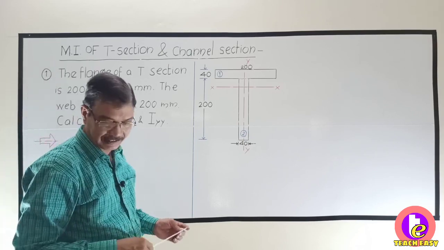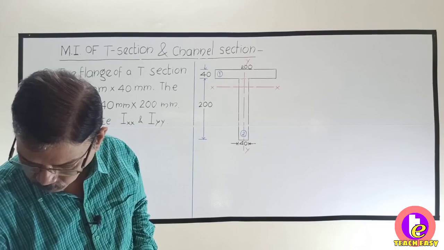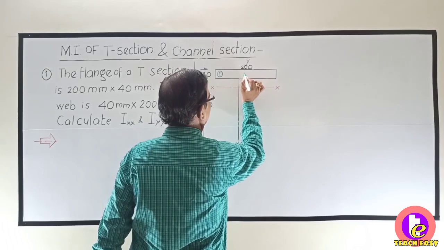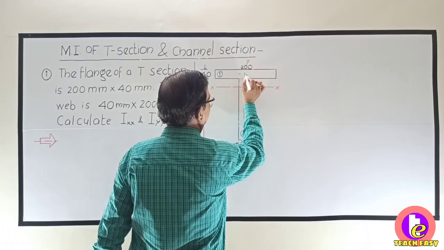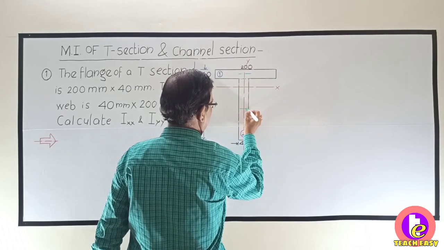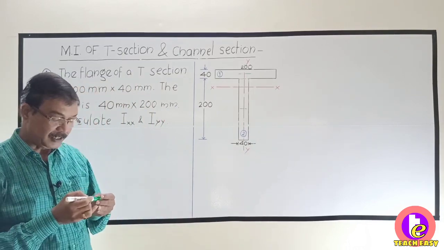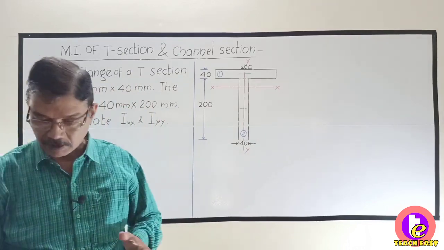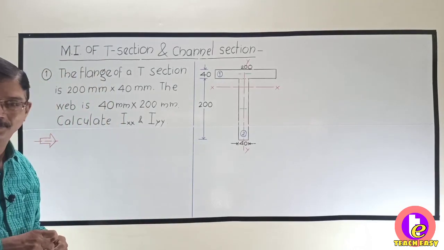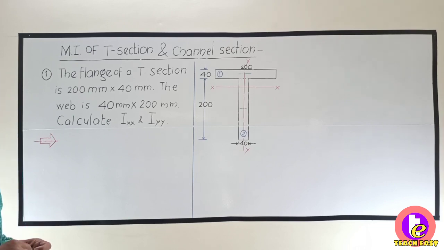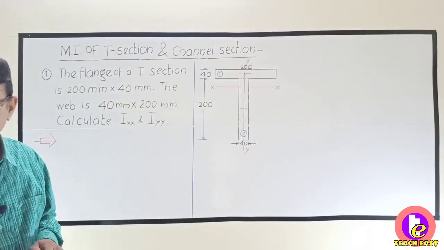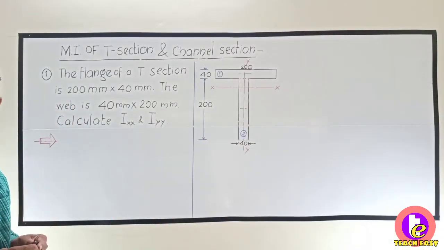Now as far as Xx is concerned, these two rectangles are not symmetrical about horizontal axis. Therefore, this is Xx of first part and this is Xx of second part. So as it is not symmetrical about Xx axis, our first job is to calculate Y bar. Okay? So I will leave this work to calculate Y bar for you at home.